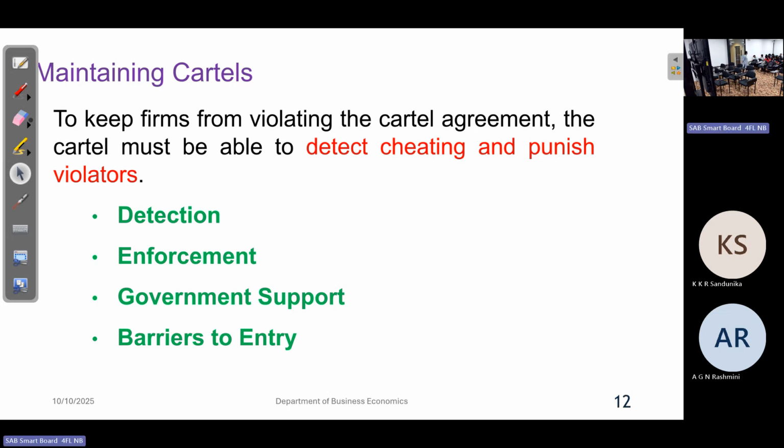So what is the reason? Wastage. Why are you thinking it's a wastage? Normally they are providing a quantity which is less than the market demand in order to increase the price.